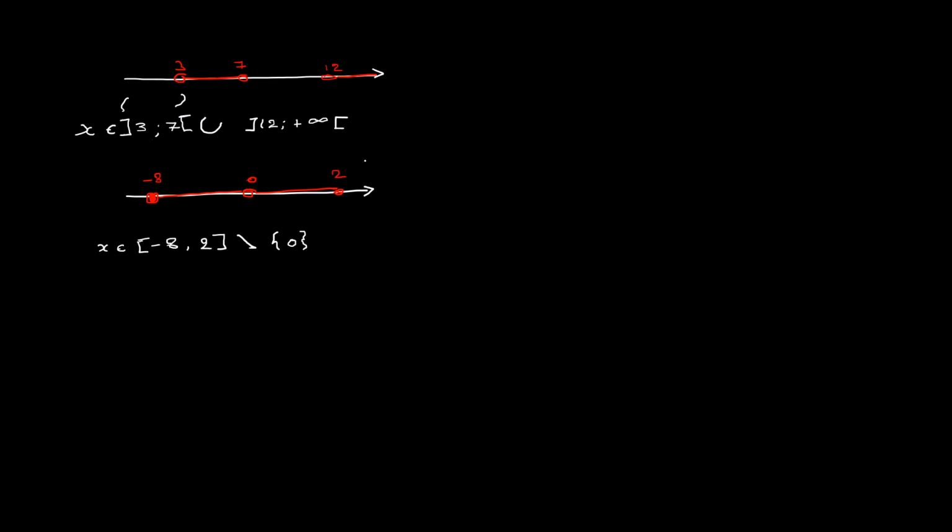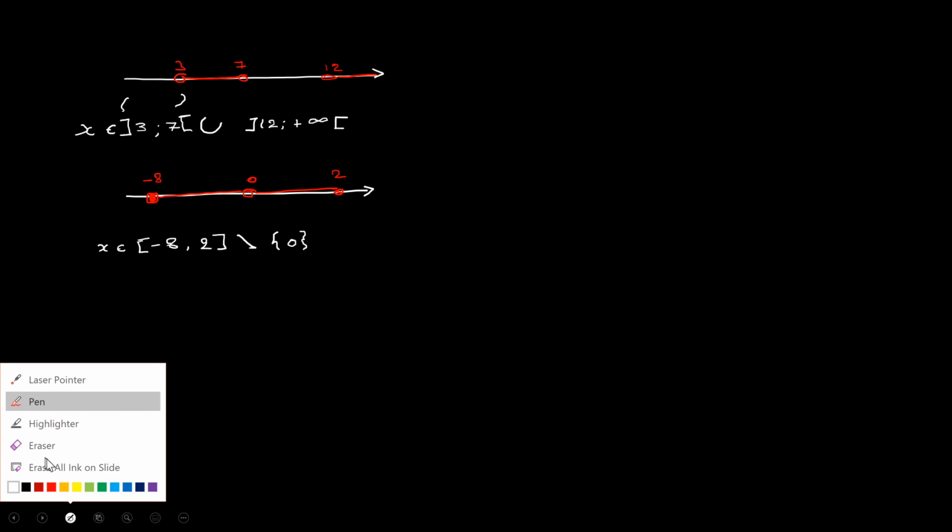Okay, so let's get rid of these brackets. We don't really need them anymore. And we're going to go to exercise number 2. In exercise number 2, we're going to make exercise A, E, and G together. So let's start with A.